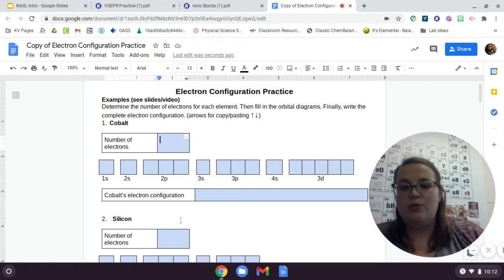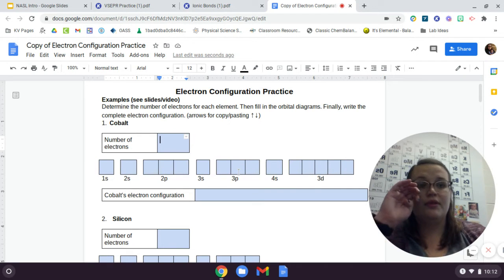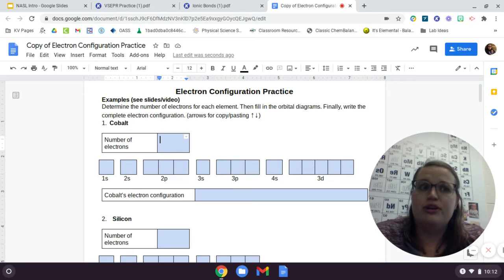So we have to start with 1s and then 2s and then 2p and then 3s and so on. So you have to do them in order. And that's where you see those Aufbau diagrams with the arrows that show you the order you do them in.